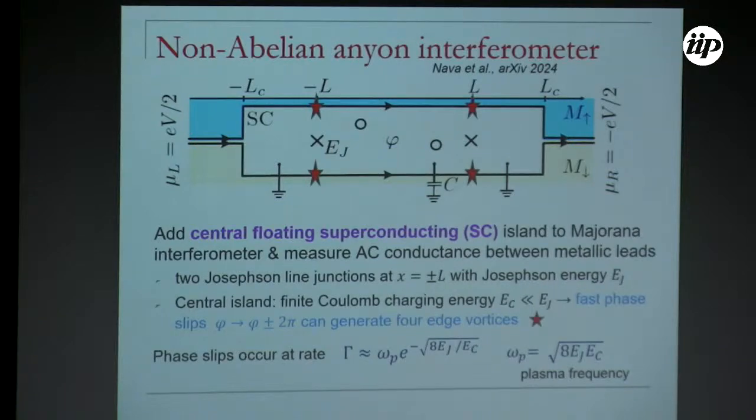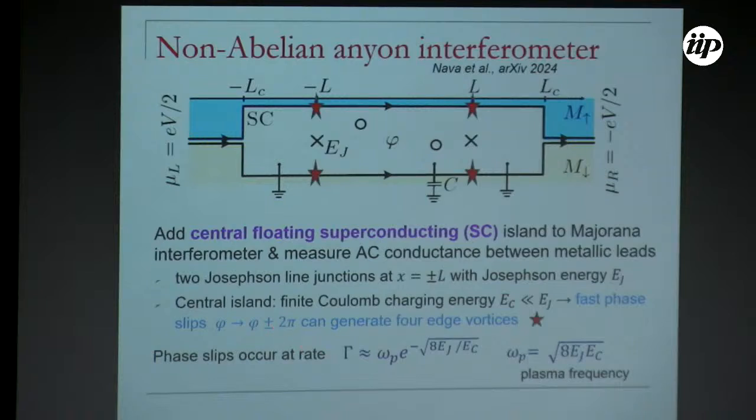And we want to operate this central island in a regime where EC is small against EJ. That's the same regime as people use in transmon devices. In that case, we can have phase slips where the dynamical superconducting phase on that island, which is now not fixed to zero anymore because, so here it's zero because we have grounded superconductors. In the center, it's a floating piece, and that means the phase is dynamical. It's a quantum variable. It can change and it can spontaneously flip by 2 pi.